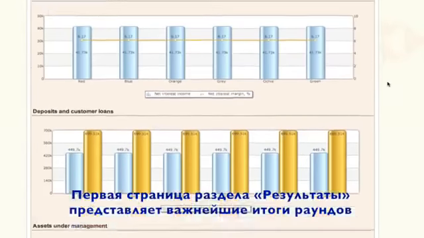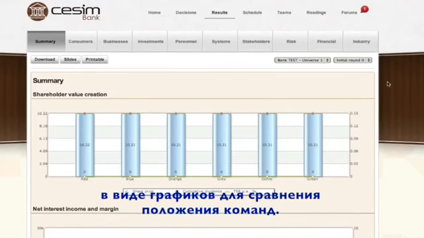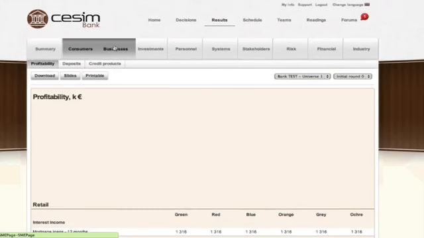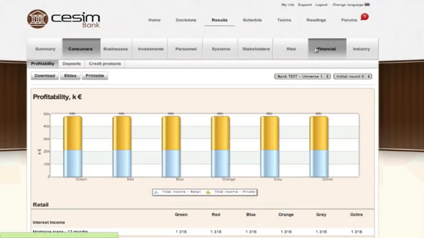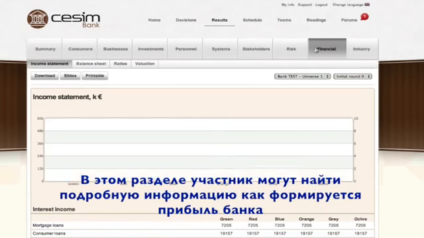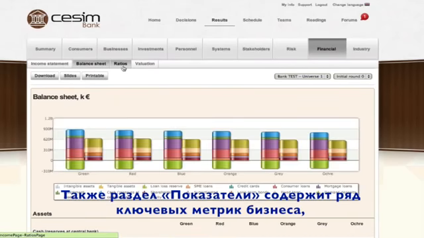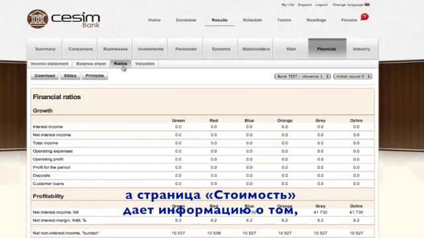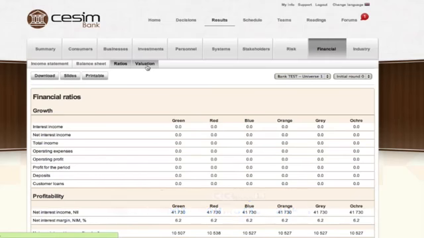The first page of the results section provides a series of most important data points in graphical form for quickly benchmarking the teams. The following pages provide much more detailed information. The income statement and balance sheet are located under the Financial tab. There, the participants can find a detailed account of how the competing banks are earning their bottom line and how they fund their operations. Alongside financial statements, there is a long list of key performance metrics under ratios, as well as details about how financial markets are valuing the company available on their valuation.